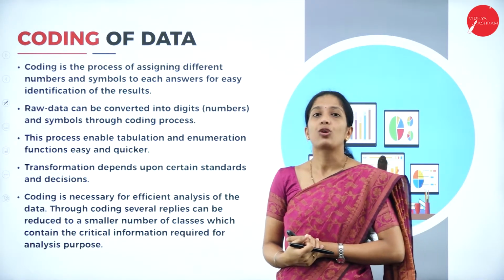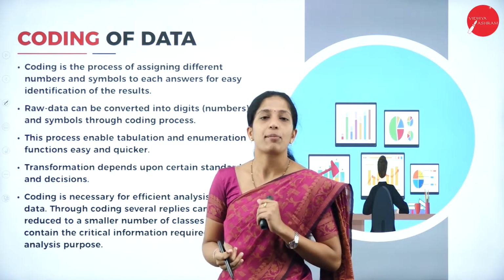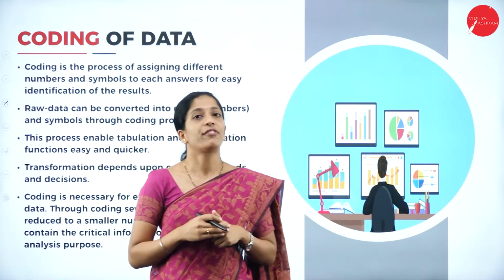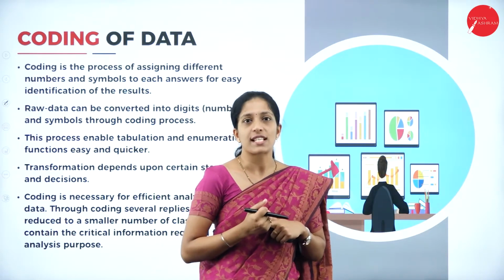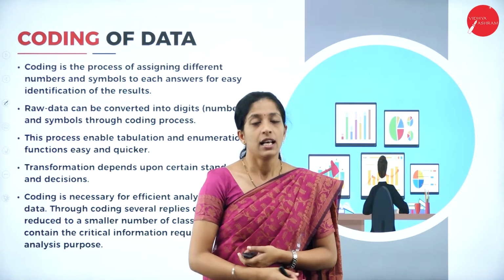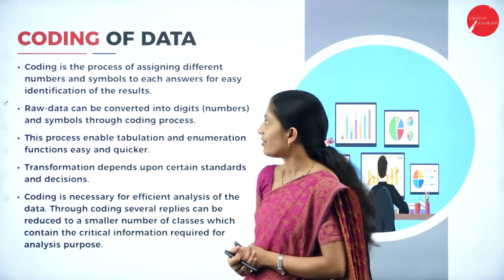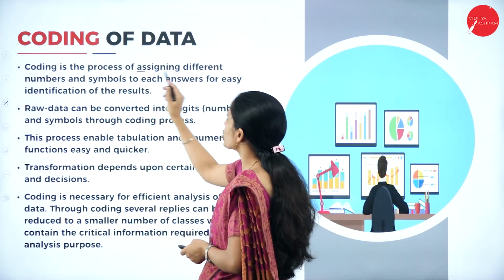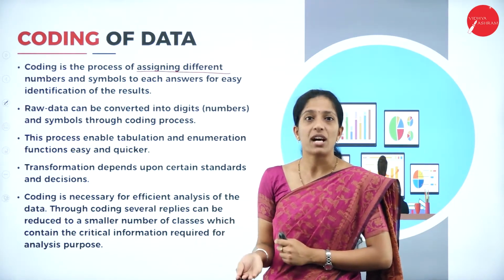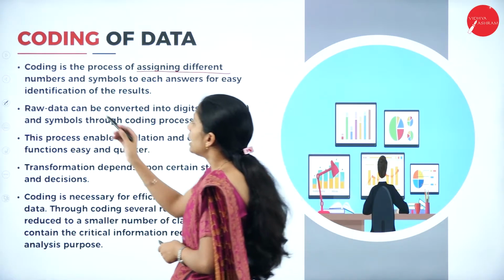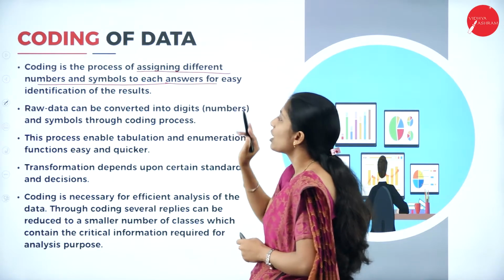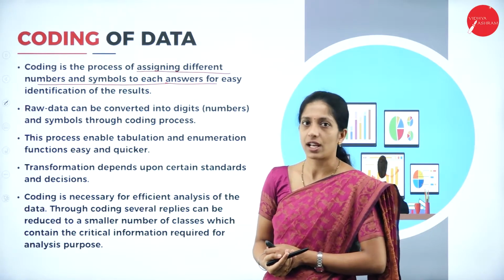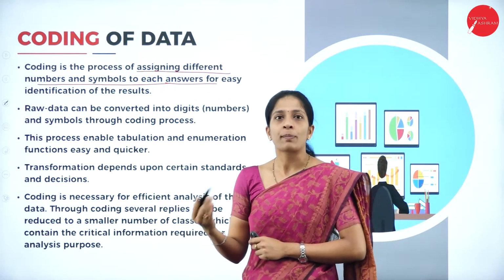Next concept is coding of data. We have learnt about the first process of data analysis, that is editing of data. Now the second process is coding of data. Let us see what this coding of data is. Coding is a process of assigning different numbers and symbols to each answer for easier identification of the results. So this normally we will do.